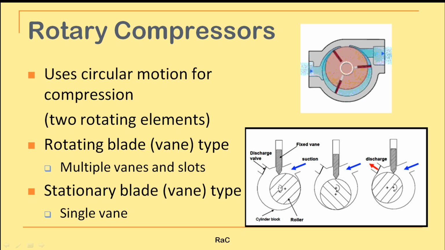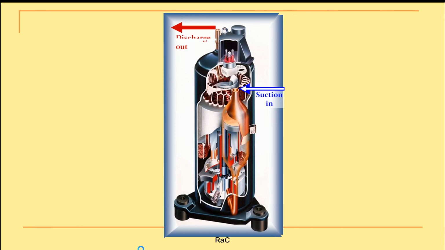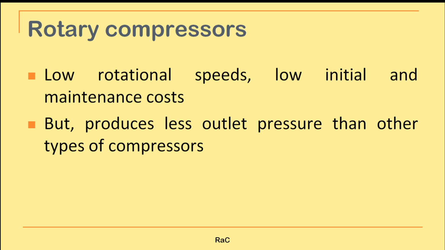But here there is an eccentric rotor, okay, or roller. Eccentric rotor or roller is moving inside the main cylinder block. Okay, so there is a fixed vane. That fixed vane controls the chamber volume. So it is coming in and it is getting discharged. So this is a 3D model of the vane type compressor.